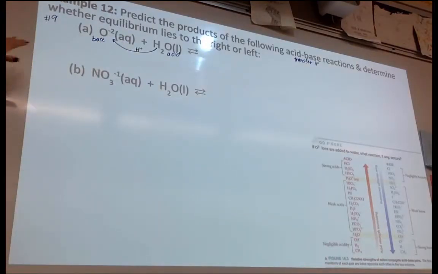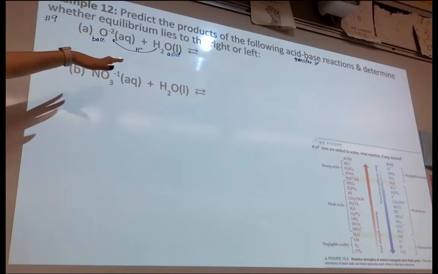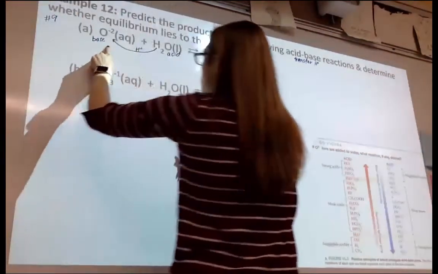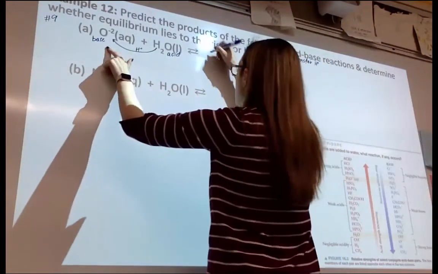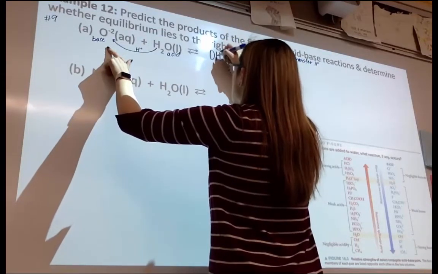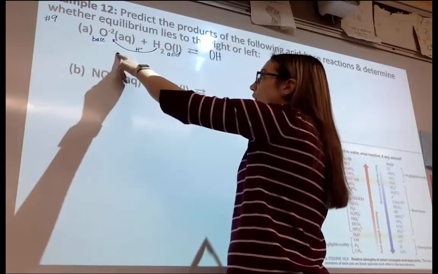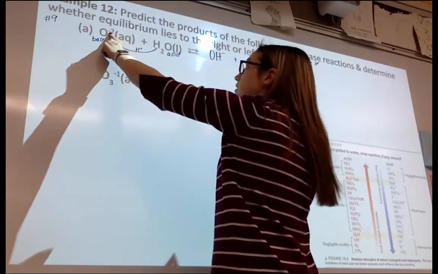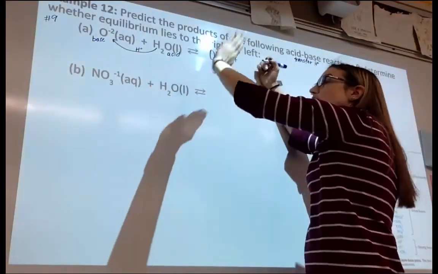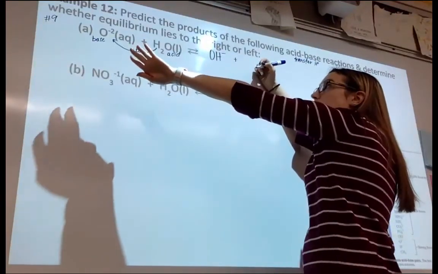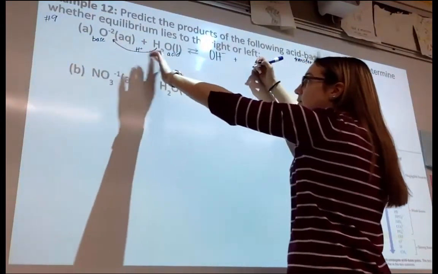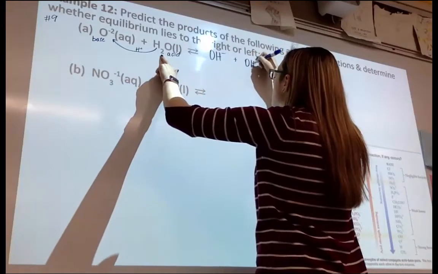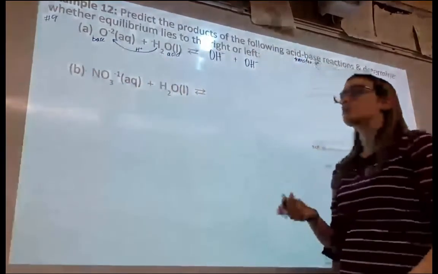Now, based on this, we can write our products. Once O2 minus accepts an H+, we have OH, add 1 to the charge, so OH minus. Once water donates its proton, it loses an H+, it becomes OH minus.